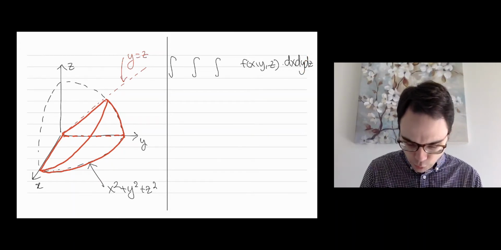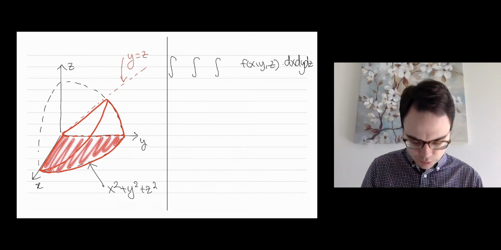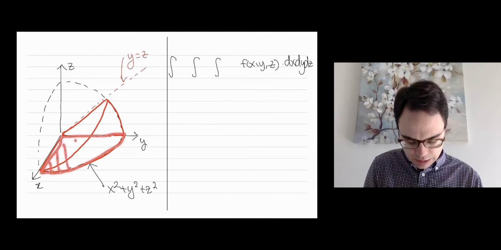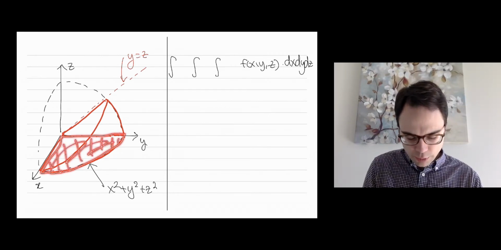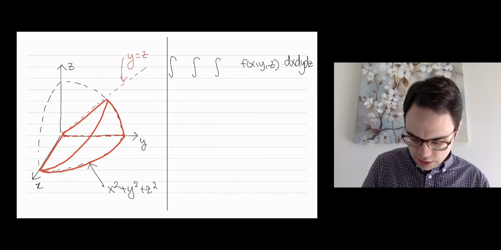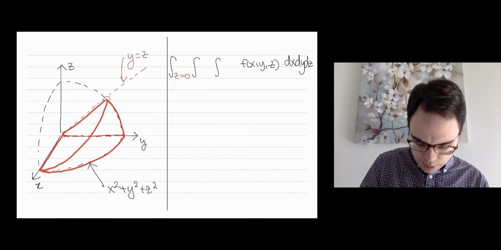The lower bound for z in this picture is 0, right? So the minimum value of z in the whole three-dimensional shape is 0, and all points here in this bottom face assume this minimum value of z. So let's put that in. So z starts at 0 and stops up here, right?